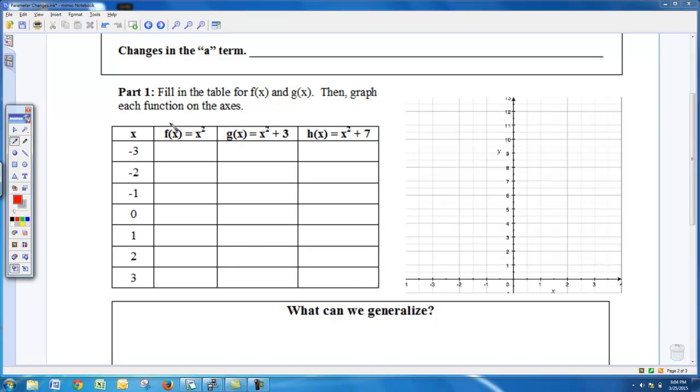So to find the value of f of x or of y, remember y and f of x are the same thing. This is like saying y equals x squared. To find the value of y, we're going to square x, which means multiply it times itself. So negative 3 squared, that's negative 3 times negative 3, would give us positive 9. Negative 2 squared is positive 4. Negative 1 squared is 1. 0 squared is 0. 1 squared is 1. 2 squared is 4. And 3 squared is 9.